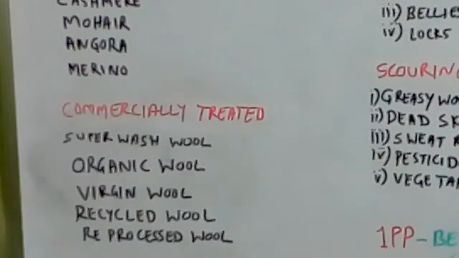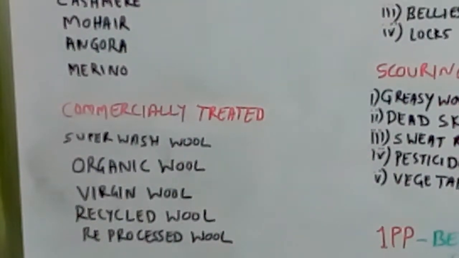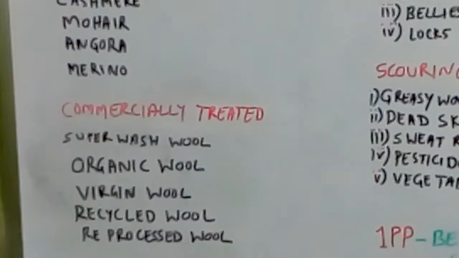Recycle means the woolen product was already produced and used by the ultimate consumer. Whether the consumer used it and wasted it, that wool is again taken and reprocessed, the fibers are made free by cutting that product into fibers, and it is respun and reproduced. That is recycled wool. That is commercially modified, treated wool fiber.